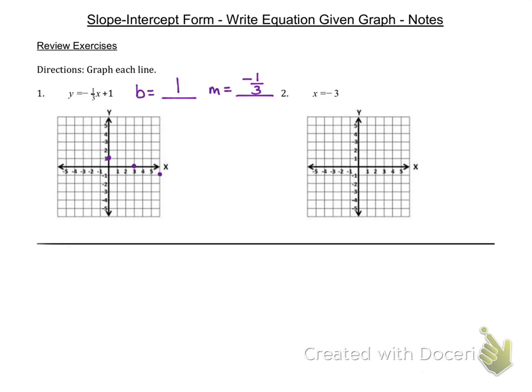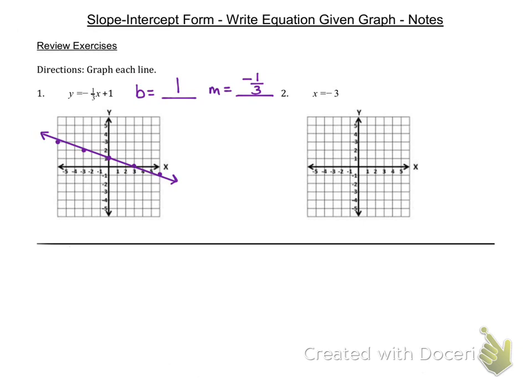Since I don't have any more room going to the right, I'm going to find a couple more points going to the left. So I'm going to do the opposite. I'm going to go up 1 to the left, 1, 2, 3. Up 1 to the left, 1, 2, 3. Then I'm going to draw my line, and make sure that there are arrows on the ends.